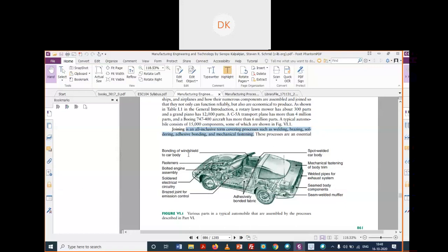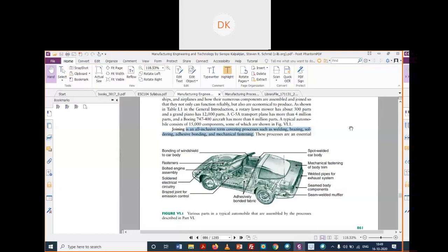You can see here bonding of windshield to car body, that is one kind of joining. Then we have the fasteners, that we call mechanical fastening. Then the bolted engine assembly will similarly fall under mechanical fastening. Then we do the soldering, then the brazing. So you see, so many joining processes are involved while manufacturing a car. Now you have seen adhesively bonded fabric. Even the cushions are done by using adhesive bonding.